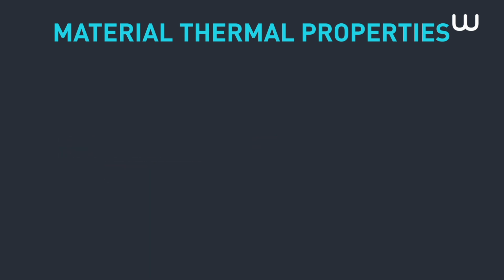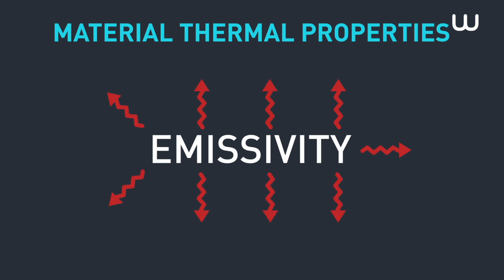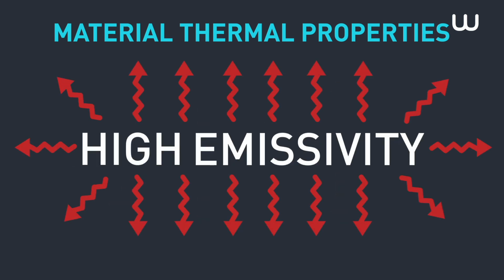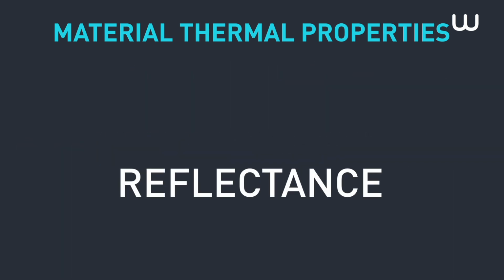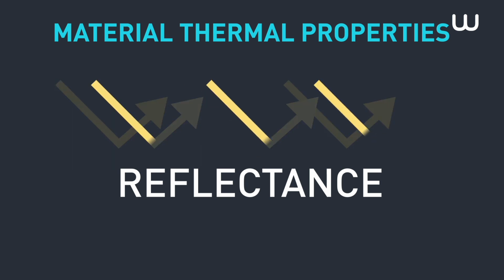Another important property of materials is their emissivity. Emissivity indicates how effective a material is at radiating heat. A higher emissivity means that it is better at radiating heat. Finally, we need to look at the reflectance of materials. The reflectance indicates how effective a material is at reflecting electromagnetic radiation.